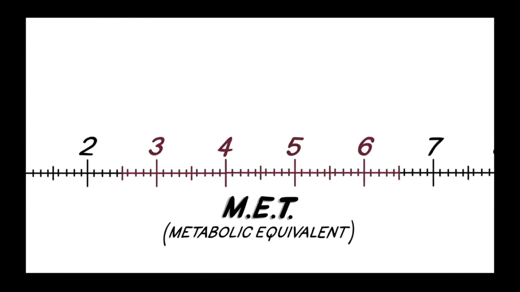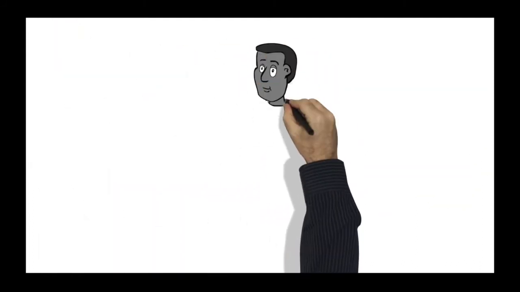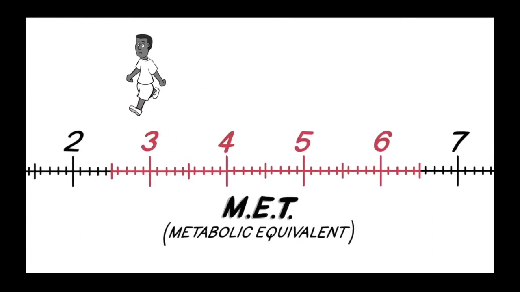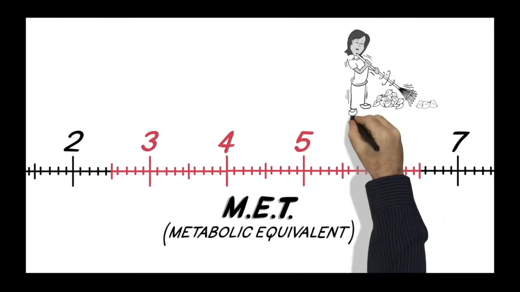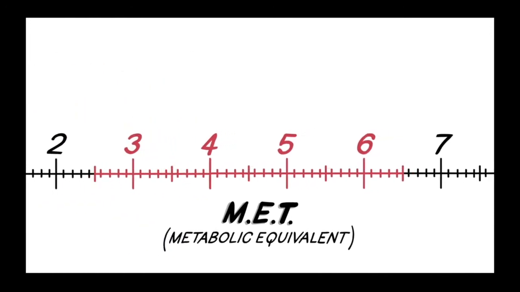Moderate intensity physical activity, which measures 3 to 6 METs, requires effort and noticeably accelerates your heart rate. So for example, walking. Depending on your speed, the MET could range from 2.3 to 3.6. Yard work could be a 6. Housework could be 3 to 3.5, and so on.